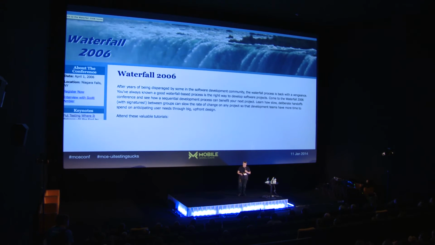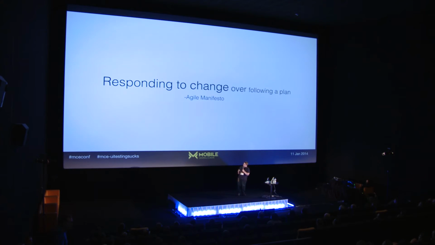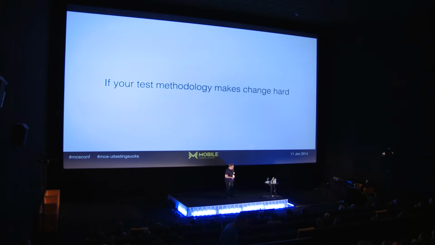We don't use waterfall methods that much in iOS development. We tend to use more agile, responding-to-change type methods. And of course, that's in the Agile Manifesto, responding to change over following a plan. And what I would tell you is if your test methodology makes change hard, it's broken. So that's feature one, something you should be thinking about when you're coming up with a test strategy, is to make sure that you're ready to respond to the arbitrary whims of whoever shows up and says, here are the requirements. Requirements change, deal with it, kind of thing.